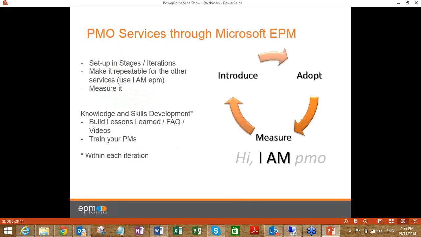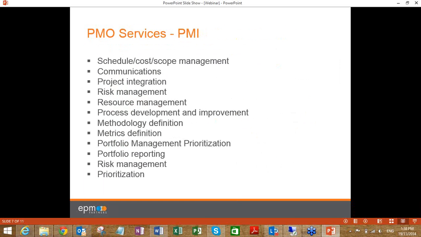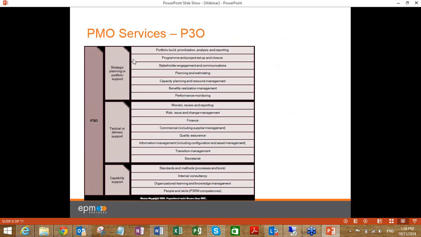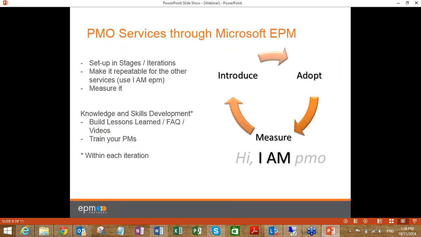Because what you do is first you introduce a concept or a service. So say that you want to introduce resource management. If I go back to the PMI services, and I pick, for example, resource management or schedule management as my first iteration, which is not recommended, but anyway. You introduce resource management, and when we say introduce, it is basically starting configuring your tool, starting to deploy it to users. People start doing resource management through the tool, and it's different than adopting or adoption.